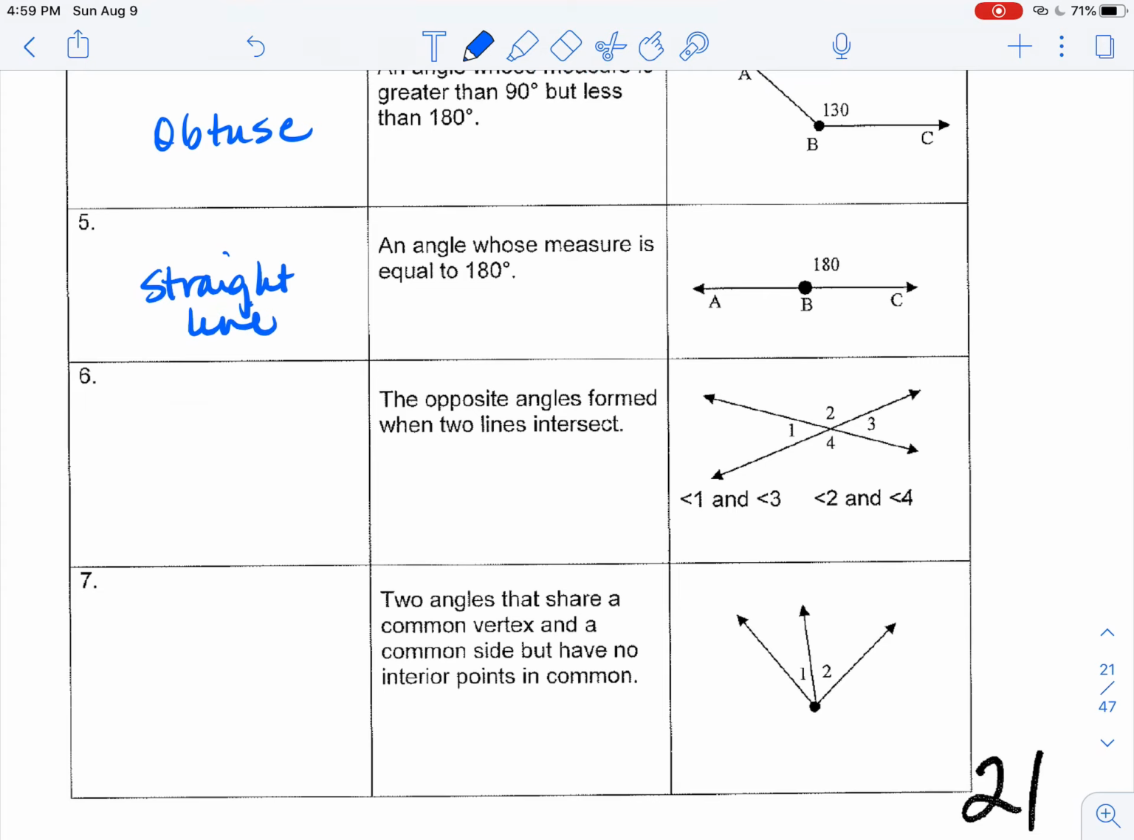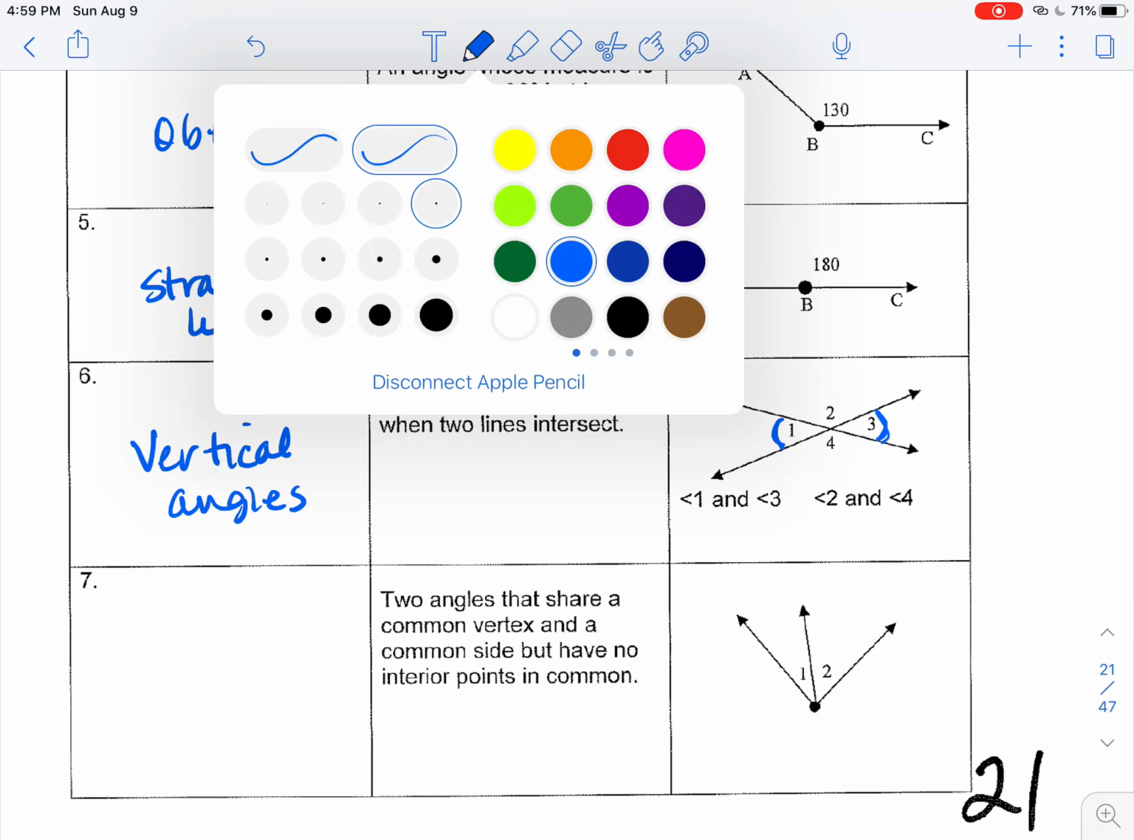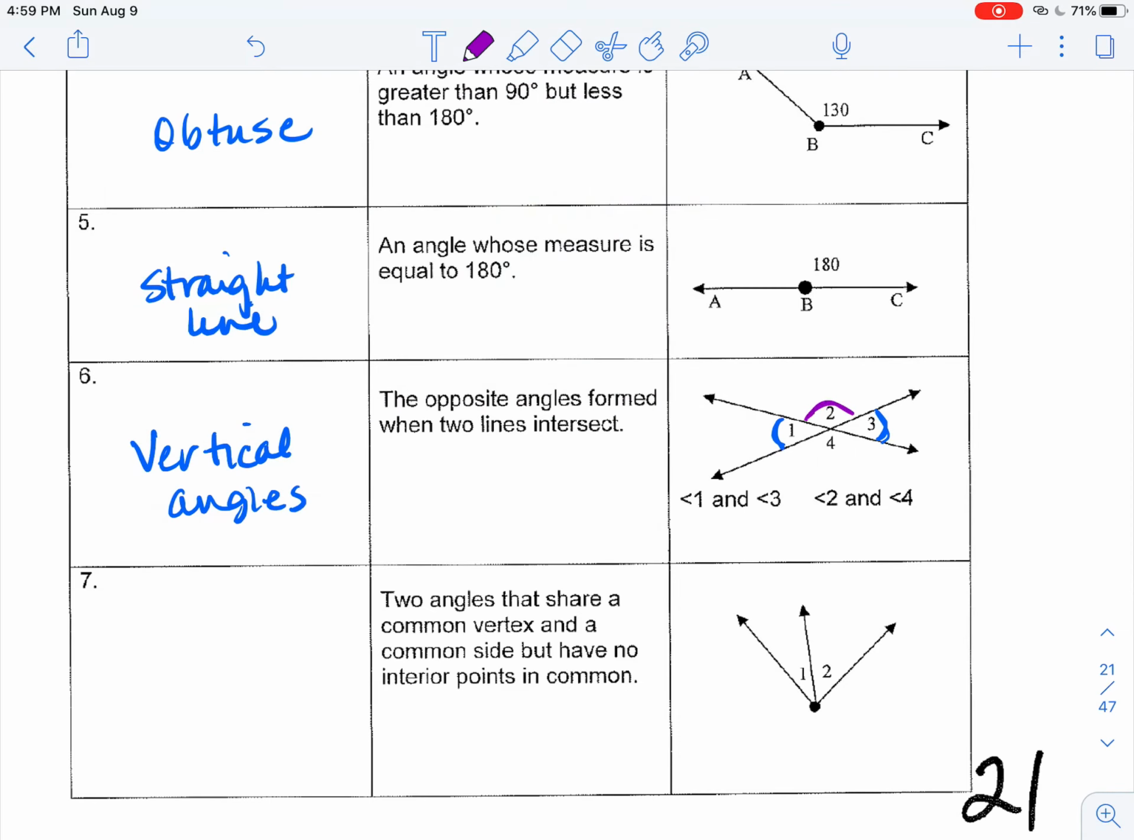Vertical angles are the opposite angles formed when two lines intersect. So in this diagram, we're looking at angles 1 and 3. Opposite angles 1 and 3 are vertical angles. Now we could have also looked at angles 2 and 4, which are also vertical angles.